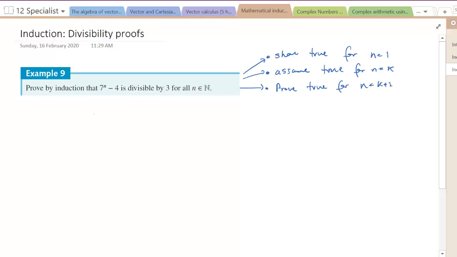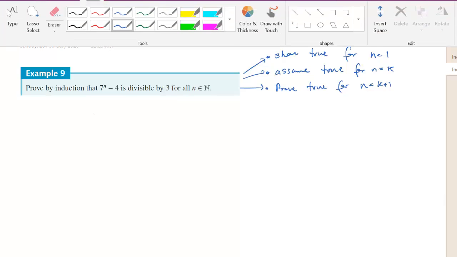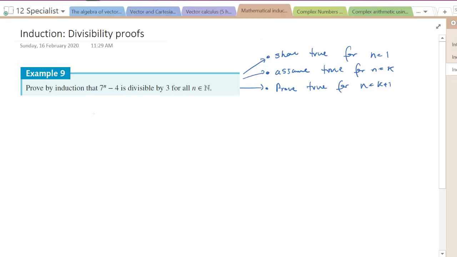So there's a couple of slight differences, and there's an approach that we take that we need a little bit of practice. But we'll start going through the process. So the first thing we're going to do is show true for n equals 1. And so what we're trying to do is show that 7 to the power of n take 4 is equal to 3a for all values a which are elements of a set of natural numbers. If we can see that it's 3 times something, then we've shown that it's true for n equals 1.